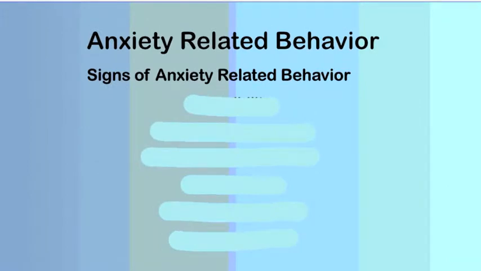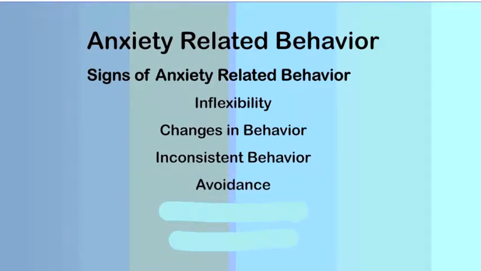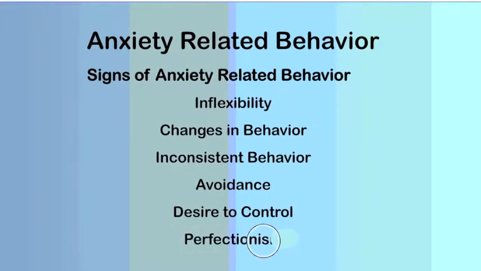The teacher's job is to determine if Ty's behavior is caused by an underlying anxiety. There are 7 signs that would indicate that Ty suffers from an anxiety-related behavior. They are inflexibility, changes in behavior, inconsistent behavior, avoidance, a desire to control, or perfectionism.